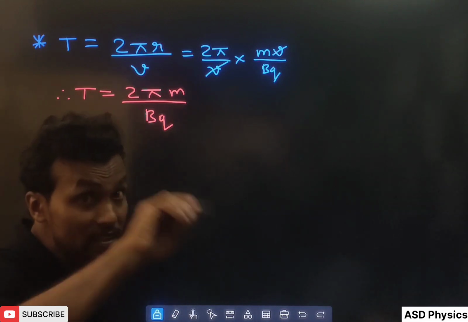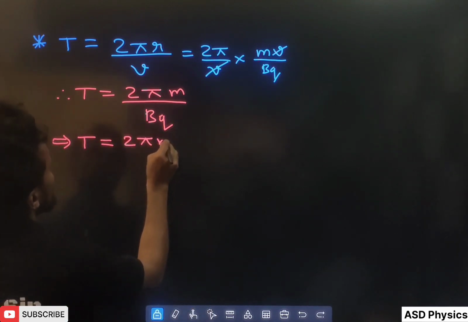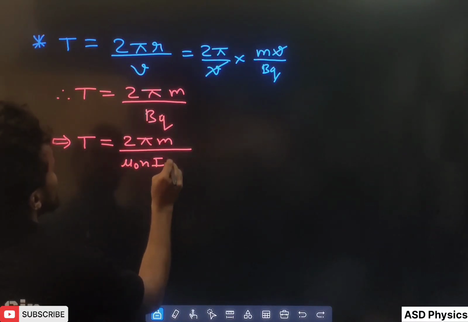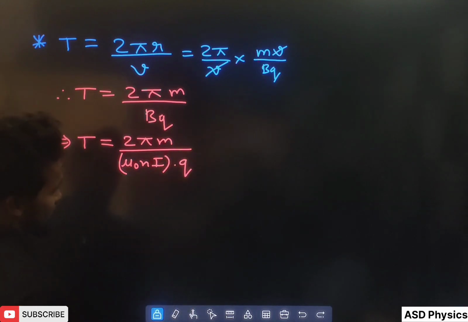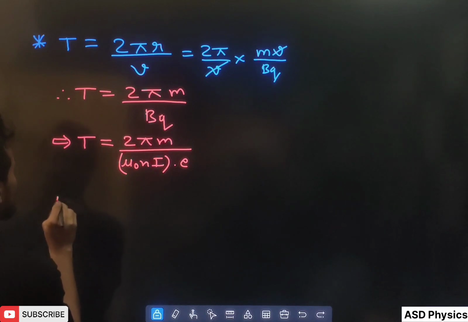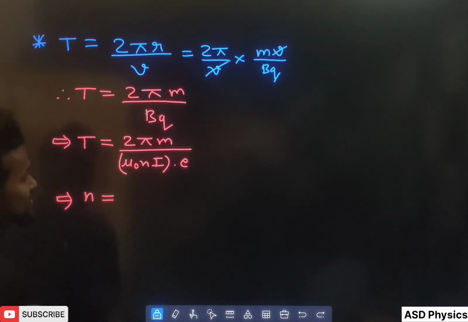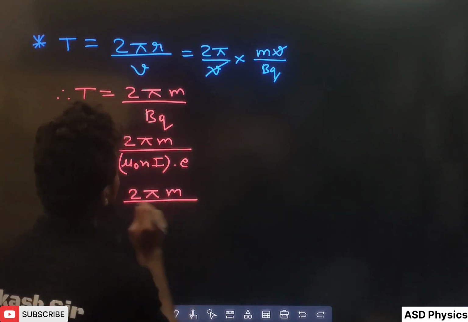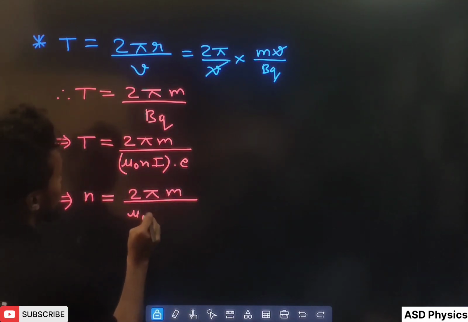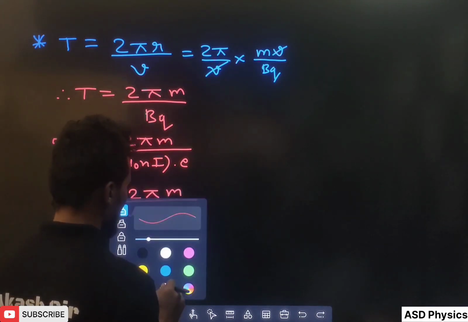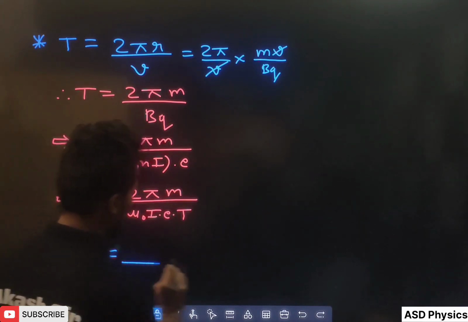The electron is moving inside the solenoid. That means we can write 2 pi m, and the magnetic field formula here will be mu naught N i, into the charge Q, which is the electron's charge. After that we have to calculate the number of turns per meter. So N becomes 2 pi m, and the rest goes to the other side: 2 pi m by mu naught I into E into T. Can you check the formula? Now we will further simplify this.